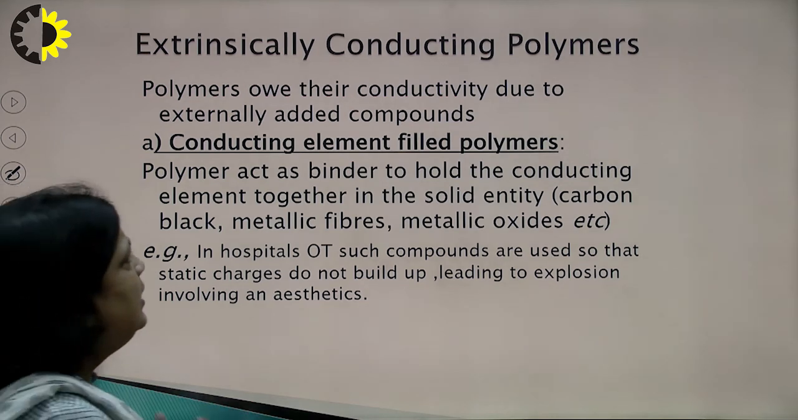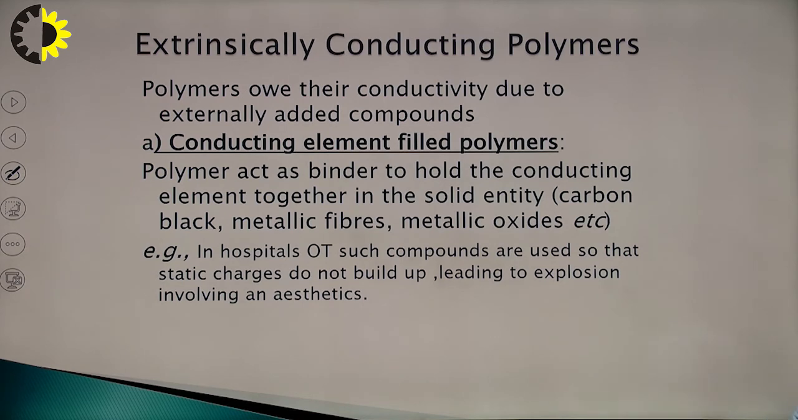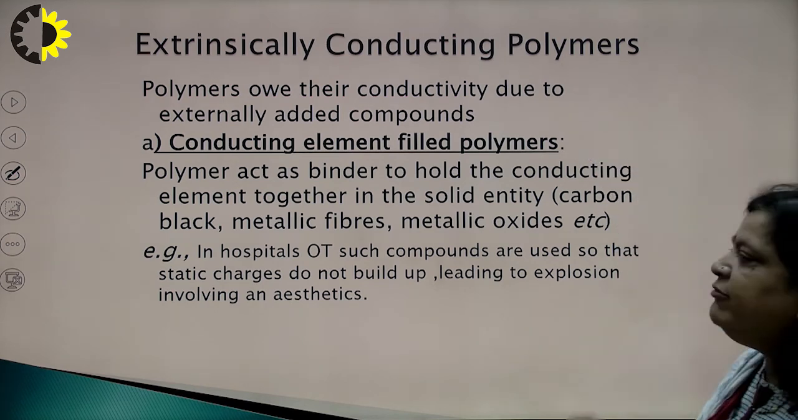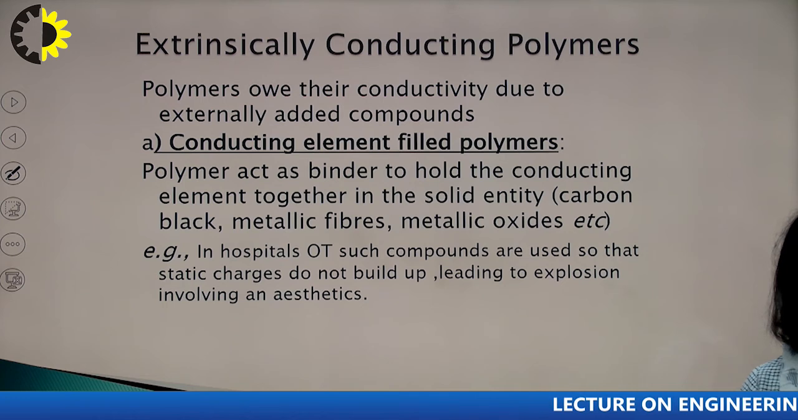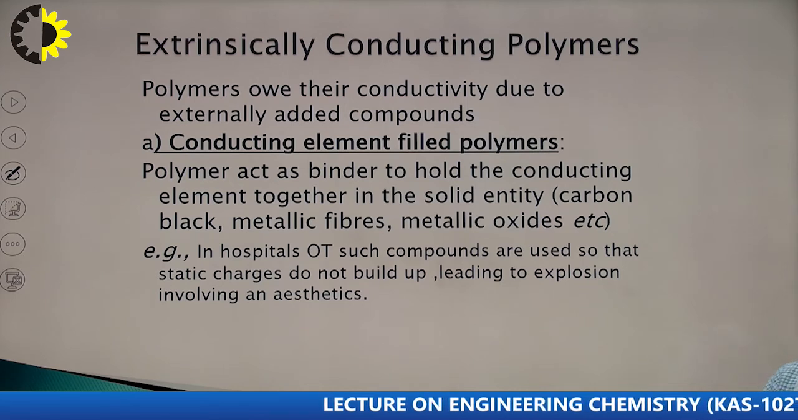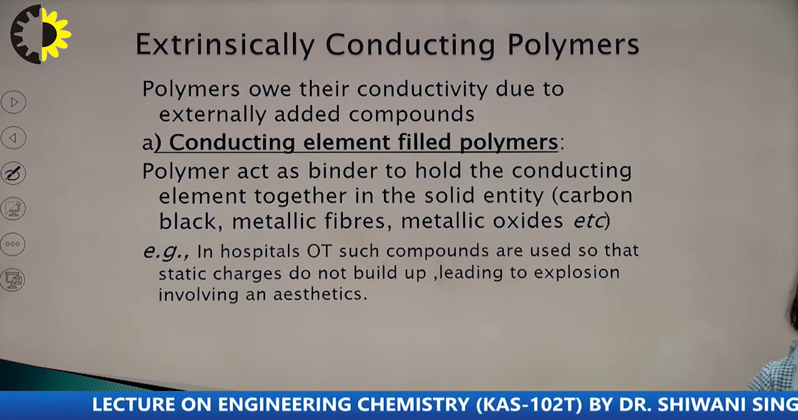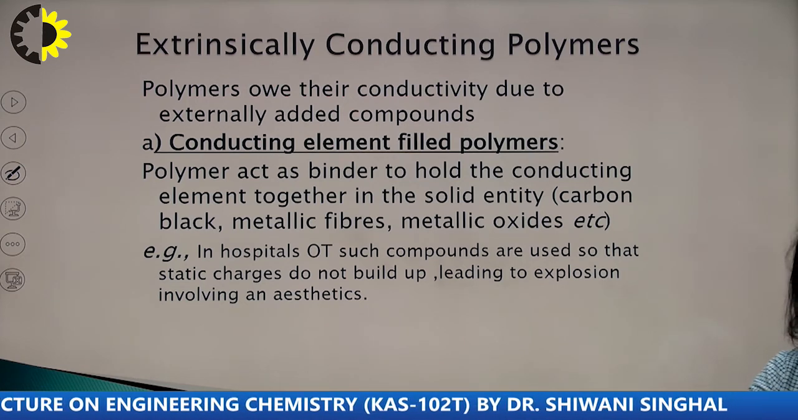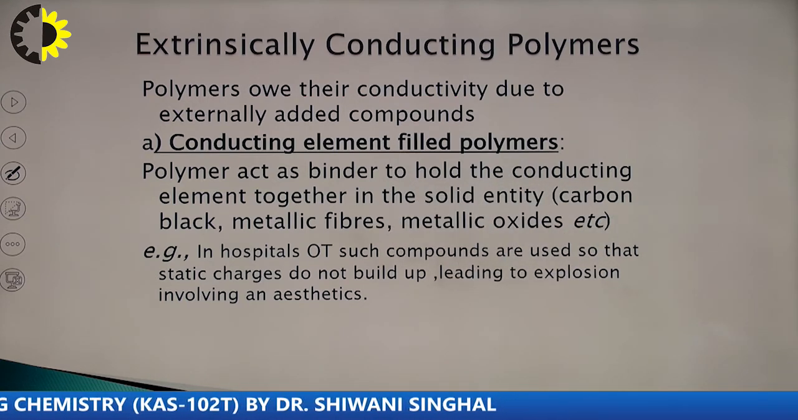Extrinsic means the polymer shows its conductivity due to some foreign material or externally added compounds. Again it is of 2 types. First is conducting element filled polymers. In this case the polymer acts as a binder to hold the conducting element together in a solid entity, and especially carbon black or carbon metallic fiber is used. So, here the polymer is basically like a sandwich filling between two breads, that is conducting element and conventional polymer.